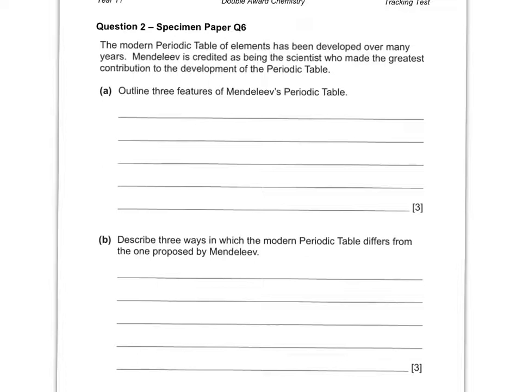Question 2 again refers to the history of the periodic table, and this time we're essentially comparing Mendeleev's periodic table with the modern periodic table. So the first part of the question asks you to outline 3 features of Mendeleev's periodic table. And I want to underline that word features, because what we need to be talking about here is features that were on his periodic table, not things that are missing.